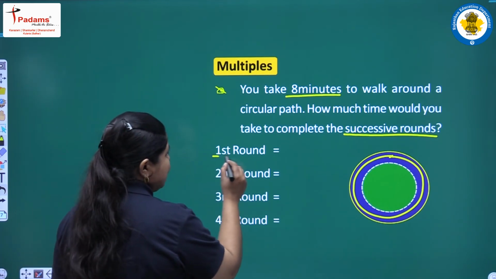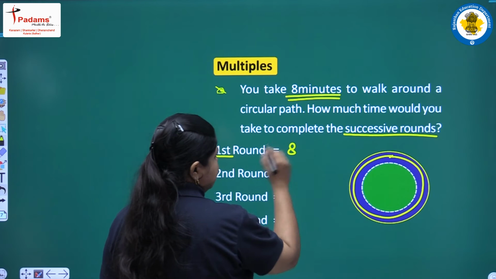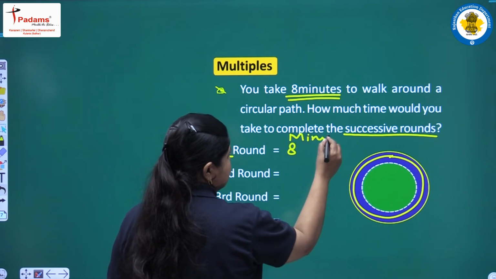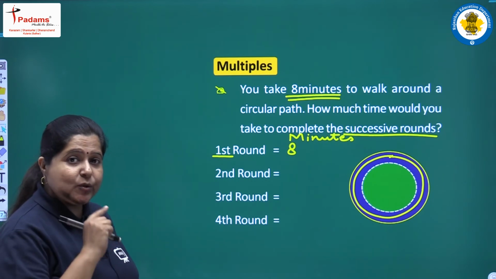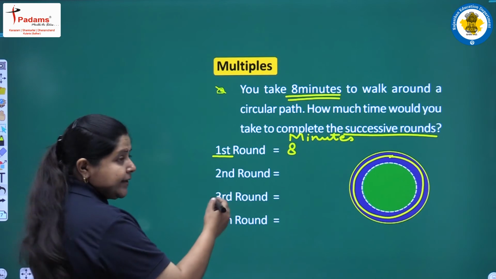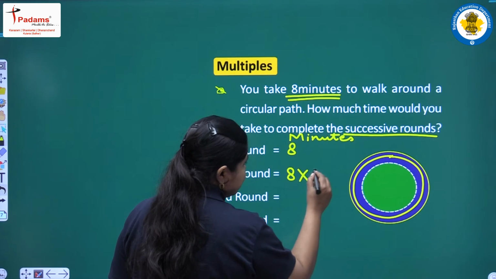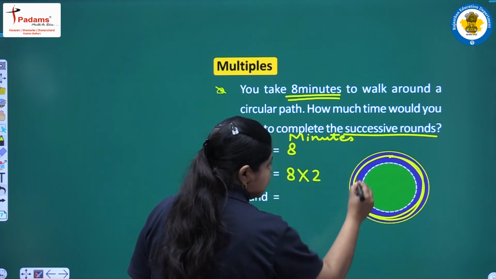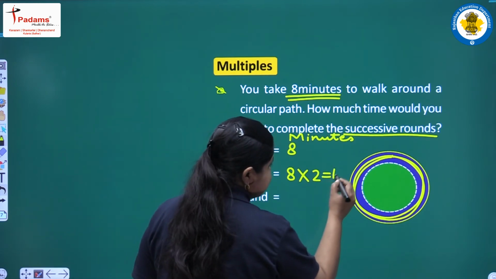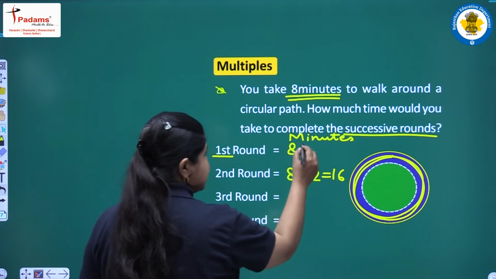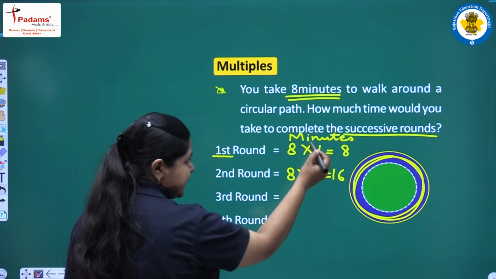So the time taken to complete the first round, it's given, it's 8 minutes. I am writing the time in minutes. Then what will be the time taken to complete 2 rounds, the second round? Obviously it will be 8 into 2. First round in 8 minutes, second round in 8 plus 8, that is 8 into 2, it will be 16 minutes. This was 8 into 1 round, 8 minutes. This is the number of rounds that we are taking.